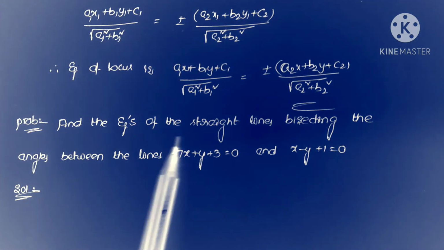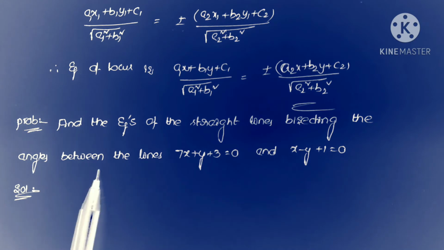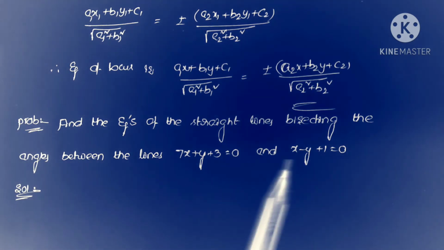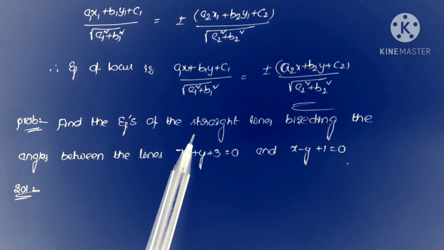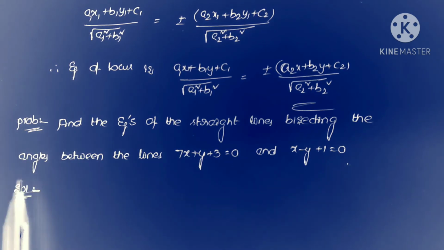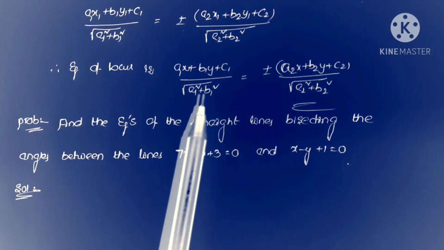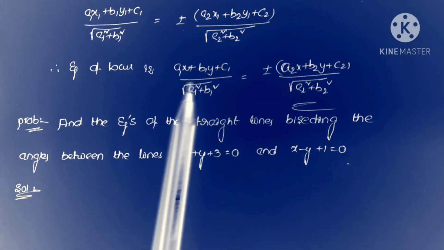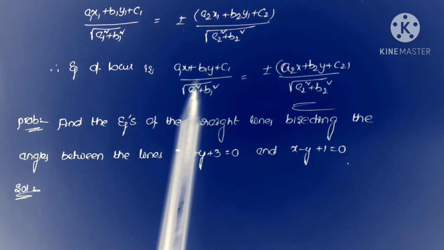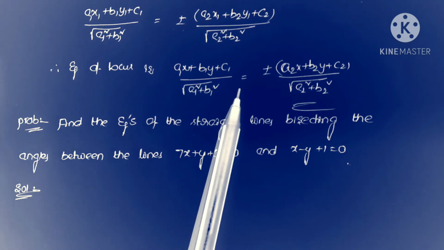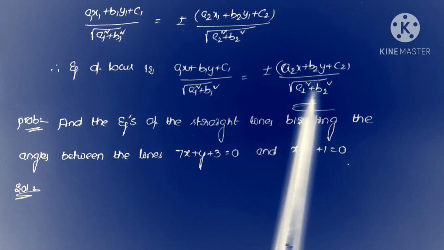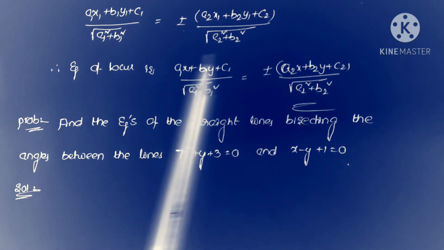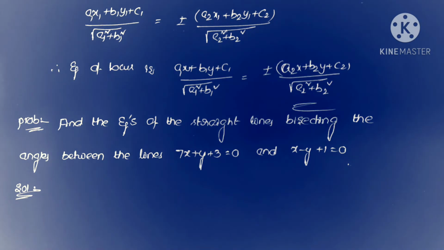Next problem: find the equations of the straight lines bisecting the angles between the lines 7x + y + 3 = 0 and x - y + 1 = 0. Bisecting the angles means we want the angular bisectors. And what is the formula for finding the angular bisectors? (a1x + b1y + c1) / square root of (a1 square + b1 square) equals plus or minus (a2x + b2y + c2) / square root of (a2 square + b2 square). By applying this formula, we can find the angular bisectors.